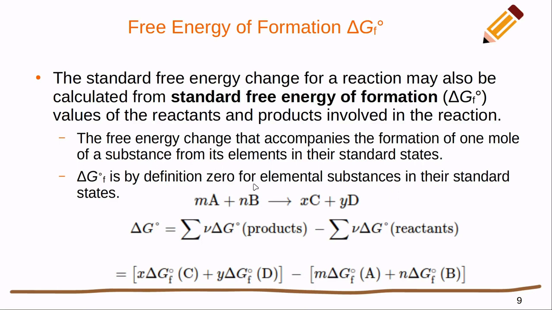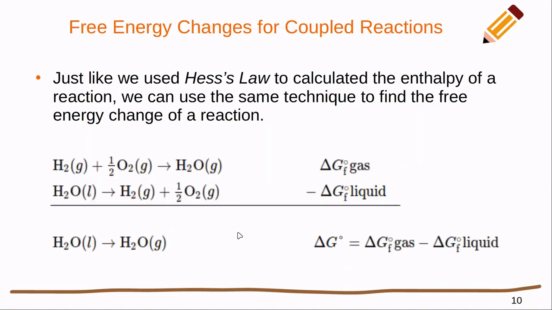And it's going to be, by definition, 0 for elemental substances in their standard states. So we're going to have the exact same thing that we were doing for enthalpy and entropy, where if we had this model reaction here, we're going to sum up their standard free energies of formation and weight them by their stoichiometric coefficients. We're going to do that for the products and the reactants, and then we're going to take the difference between those to get our change in Gibbs free energy. Once again, this is just like the Hess's law that we used to calculate the enthalpy. So if you want a little bit more review on that, you can go back and take a look at that section. I believe that was chapter 5 in the textbook.